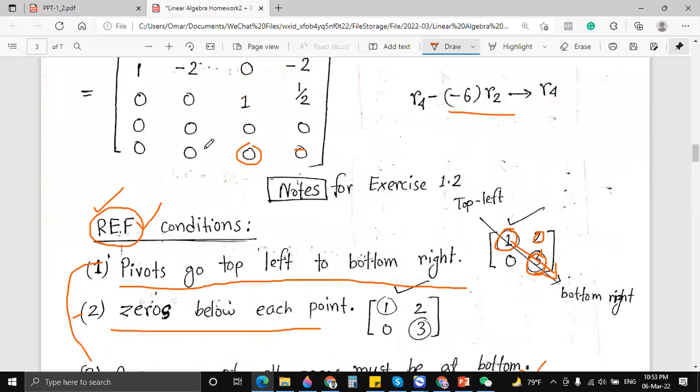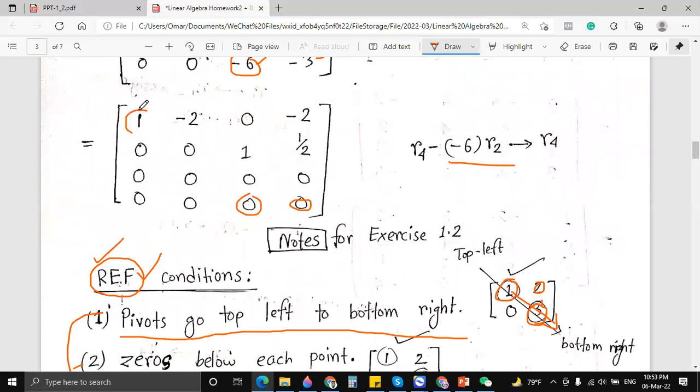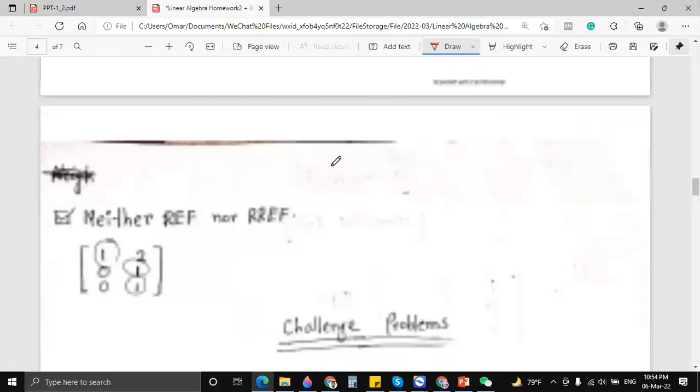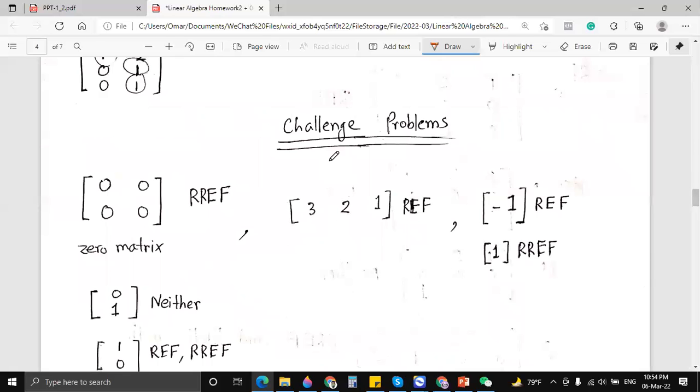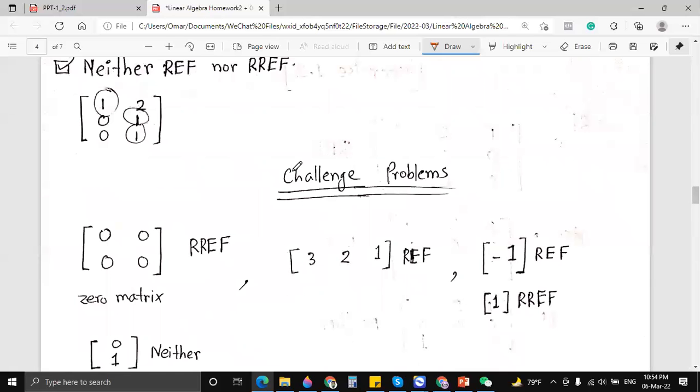So you see, we get our first pivot point here, our second pivot point here, and all the entries below this pivot point and above this pivot point are 0. So this is our reduced row echelon form, okay? I hope it is a little clear, but we have some challenge problems here, okay?